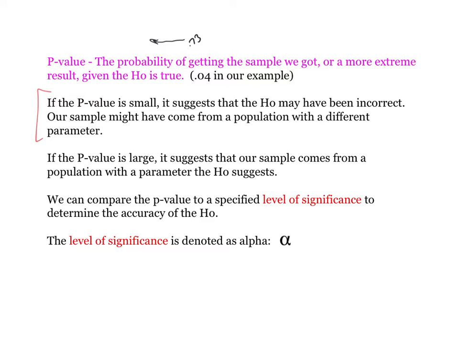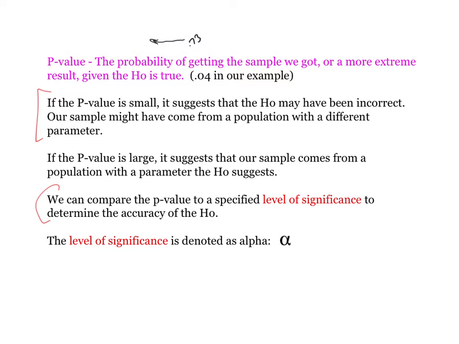We're just basing this information off the one sample that we took, okay? So just keep that in mind. We can compare the p-value. I've been saying, a low p-value means the null is probably not true. A high p-value means it probably is true. But what's the low and high? Like, how do we define that?